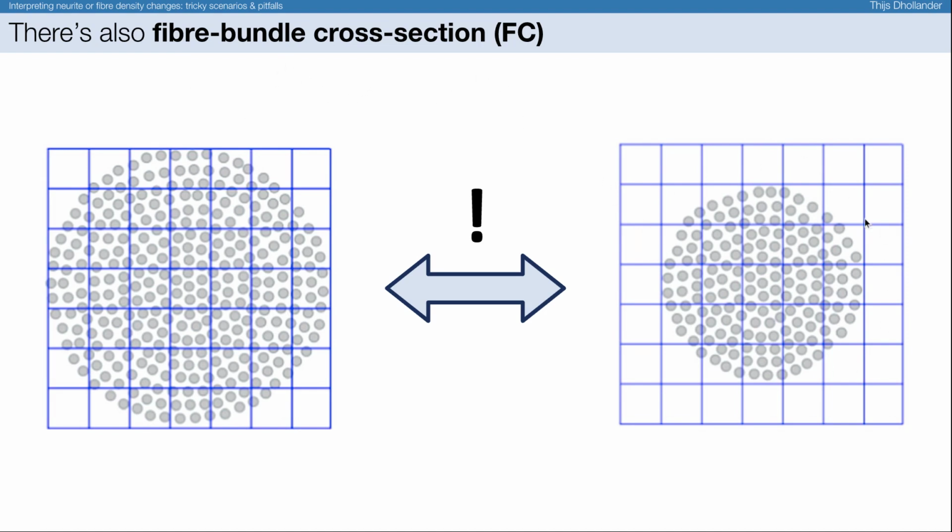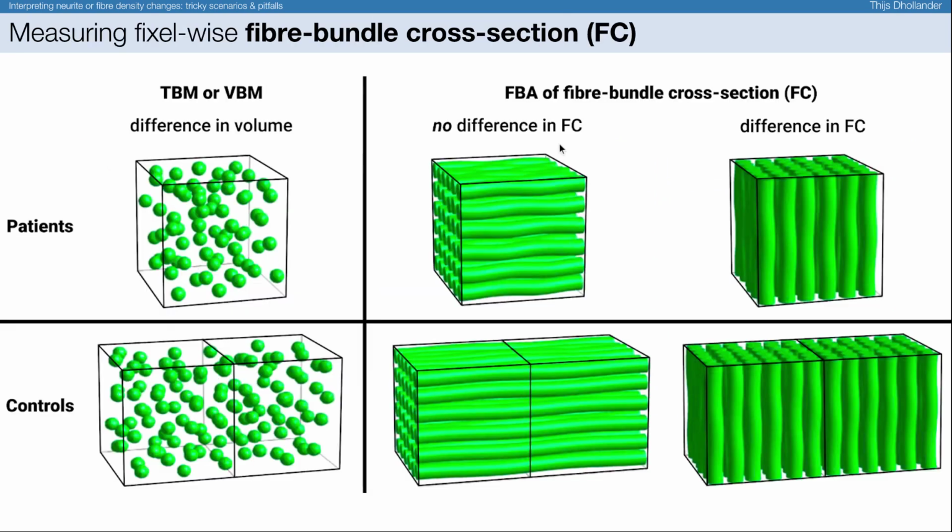Because here we actually cut through the bundle like we would cut a cable, and we look at its cross-section. And if we look at the FC, the fiber cross-section, we would see that the FC is larger here in the control population and maybe smaller in the patient population. So the FC is decreased and therefore the number of axons is decreased, even though the density is not decreased. So this is an aspect we should actually be looking at. That's the fiber cross-section.